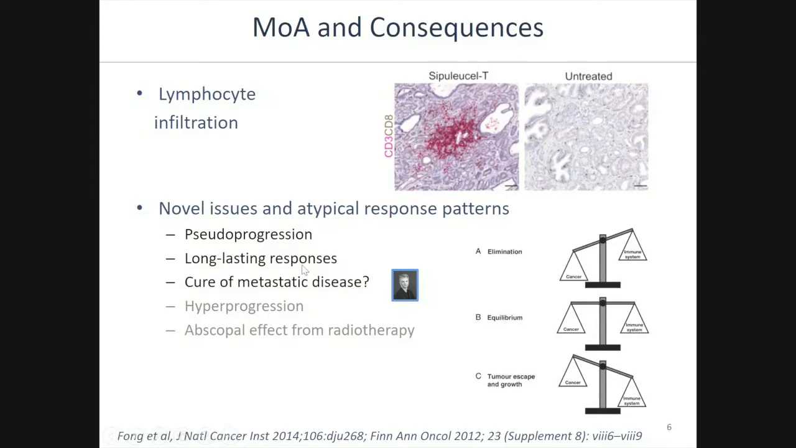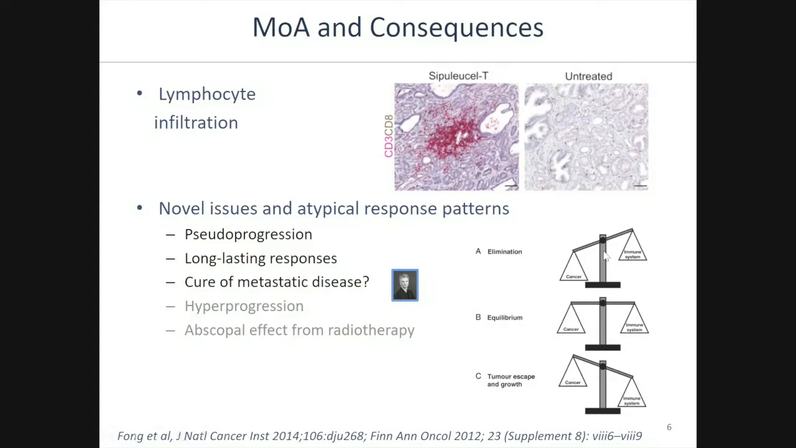So I will address pseudoprogression and the issue of response duration. I will leave the issue of a possible cure for metastatic disease for Tomasz, because some of the statistical issues he'll describe have to do with a cure fraction, so this is what we're going to discuss today. We're not going to discuss the issue of hyperprogression and some others, for example, the potential abscopal effect from radiotherapy among patients treated with checkpoint inhibitors.